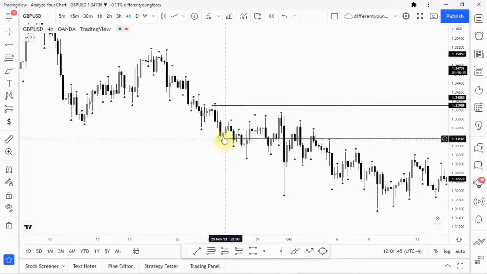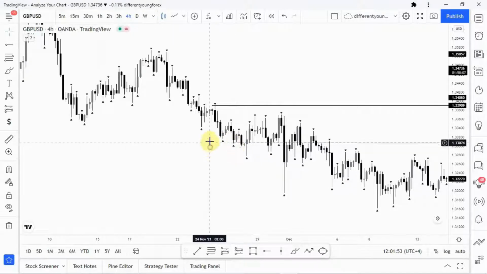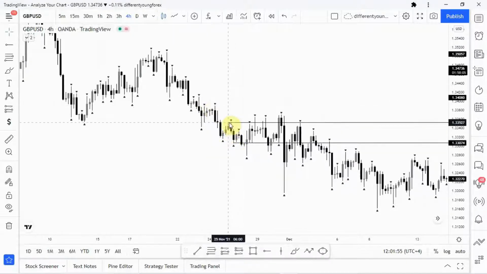Again, price pulls back, drops and closes below this level right here, and also prints a fractal low. We can use this fractal. As we can see, we have the high right here.